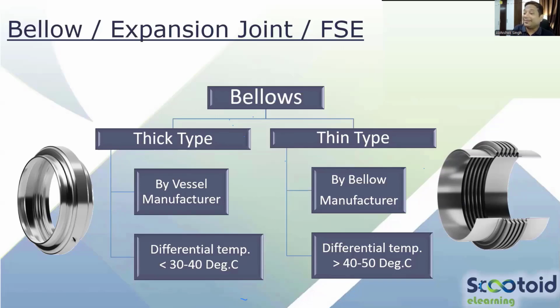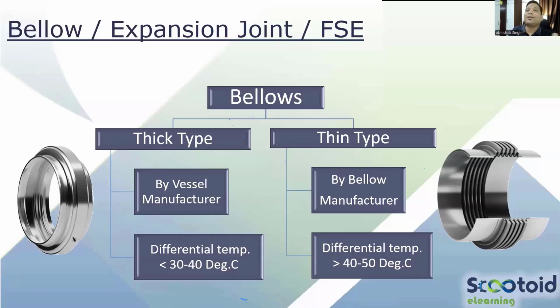Sometimes even the client may specify that you have to use thick bellows only. In that case, definitely there is no option and you have to go with thick bellows. The thicknesses are high, isn't it? So if thickness is high, your flexibility will be less, your K stiffness will be more, so your deflection will be less. You are providing the bellow for deflection, so less deflection is not good. But that is what you get in thick bellows.